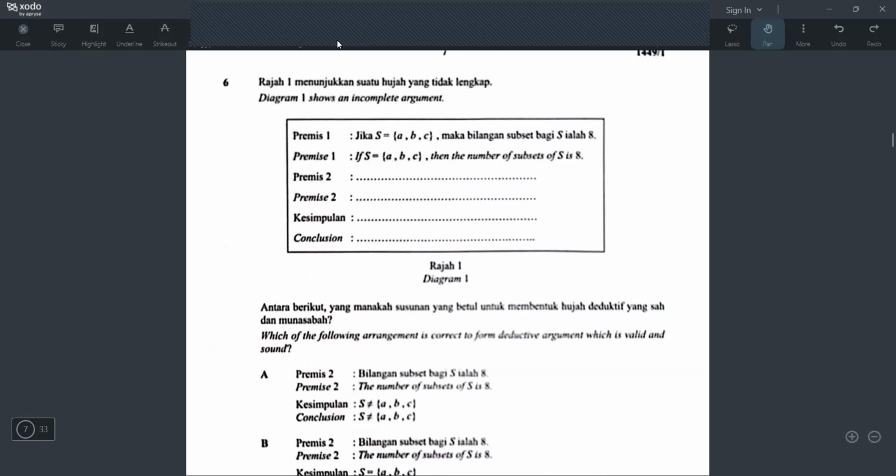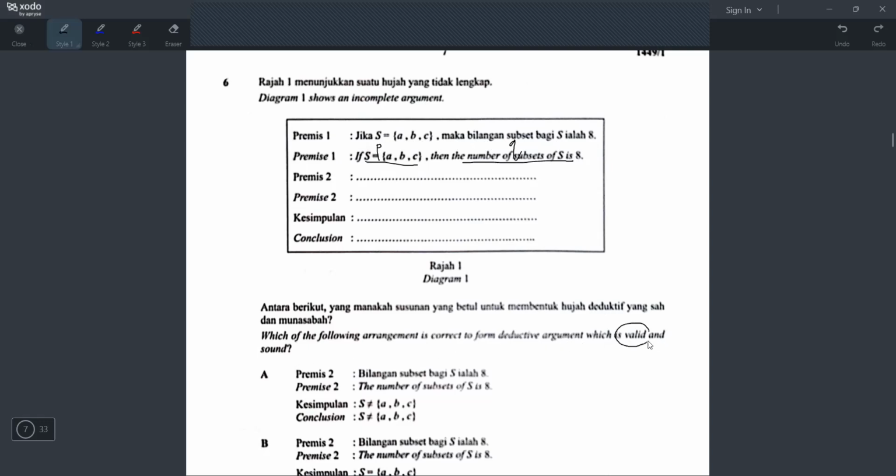All right. Let's continue with number 6. Diagram 1 shows an incomplete argument. Premise 1 says if S is ABC, then the number of subsets of S is 8. So definitely this is an implication format: if something, then something. This one we call the antecedent, and the belakang one we call the consequent. This one I will just call P for now, and the belakang one I just call Q for now. Alright. So they ask which of the following arguments is correct to form a deductive argument which is valid and sound.